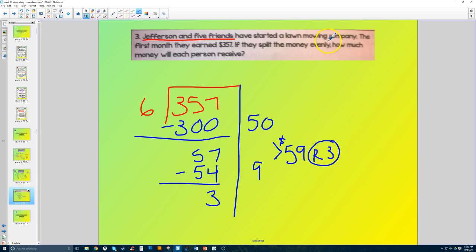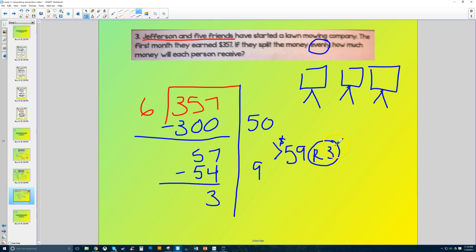Now, if you want to split the money evenly, you have to make sure that every kid gets the same amount of money. Well, there's $3 left over, and you can think of it like this. Here's $3. And let's say 2 kids can split the first dollar, 2 kids can split this dollar, and 2 kids can split the last dollar. That means that each kid essentially gets 50 cents, because these 2 kids get 50 cents, these 2 kids, and these 2 kids get 50 cents. And 50 cents 6 times is $3.